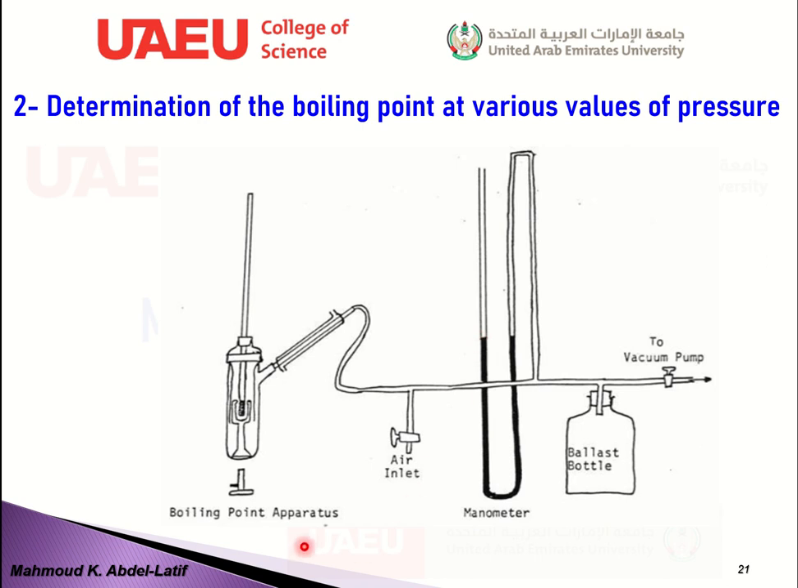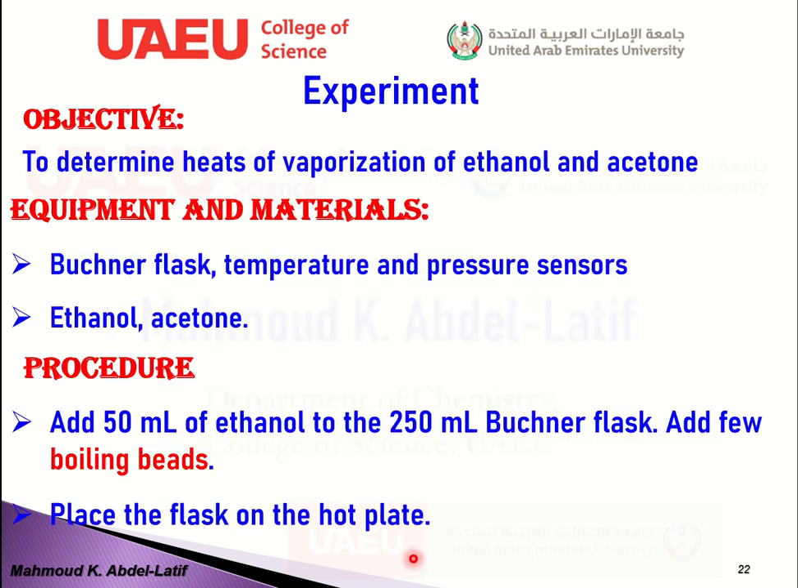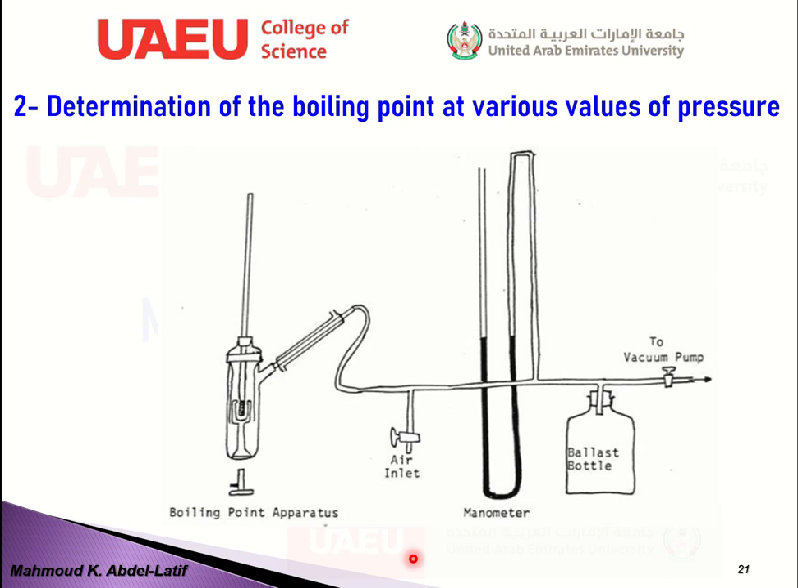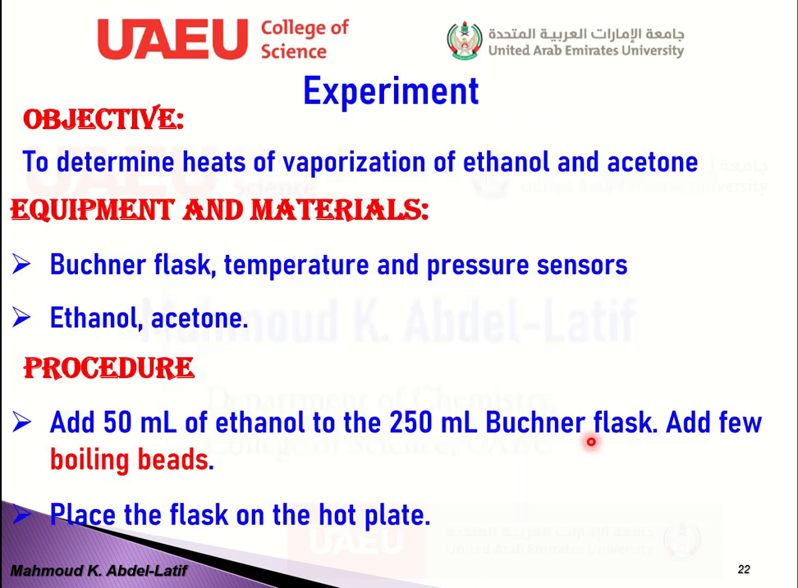This is a boiling point apparatus. You can change the pressure by pushing air inside and determine the boiling point, or you can evacuate the pressure and determine the boiling point. So in this one, we change the pressure above the surface and determine the boiling point. In the previous one, the static one, we change the temperature and determine the vapor pressure.